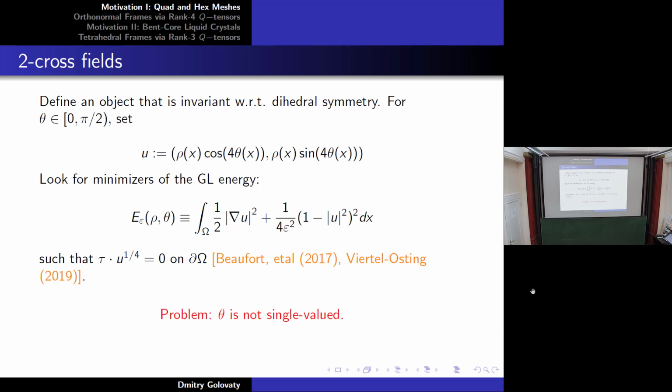Then for u, the phase spins 4 times faster than theta. And so in that way, by minimizing the Ginzburg-Landau functional for u's like this, basically, you are minimizing it in a class of functions with degree 4, and you are able to produce a cross field, so a field of lines, as I described previously.